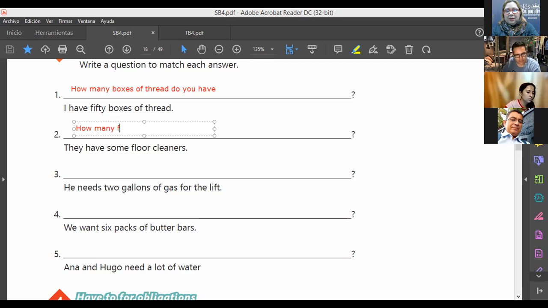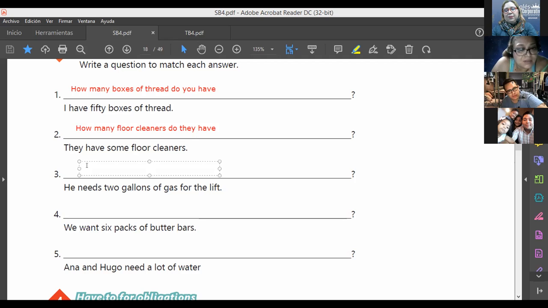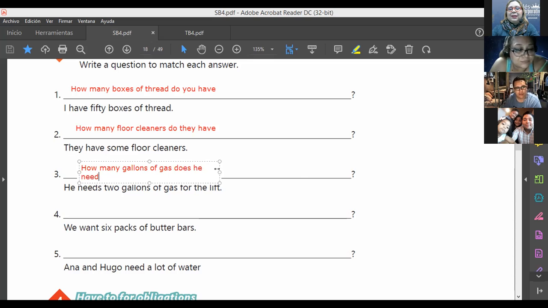Entonces, how many floor cleaners do they have? Okay. Vaya, la número tres, ustedes solitos. He needs 2 gallons of gas for the lift. How many gallons of gas? For the lift, he needs. Or just he needs. No, does. Acuérdense del auxiliar. Does he need? Ajá, exactly. Does he need? Y si queremos, le ponemos lo demás. For the lift. ¿Sí?